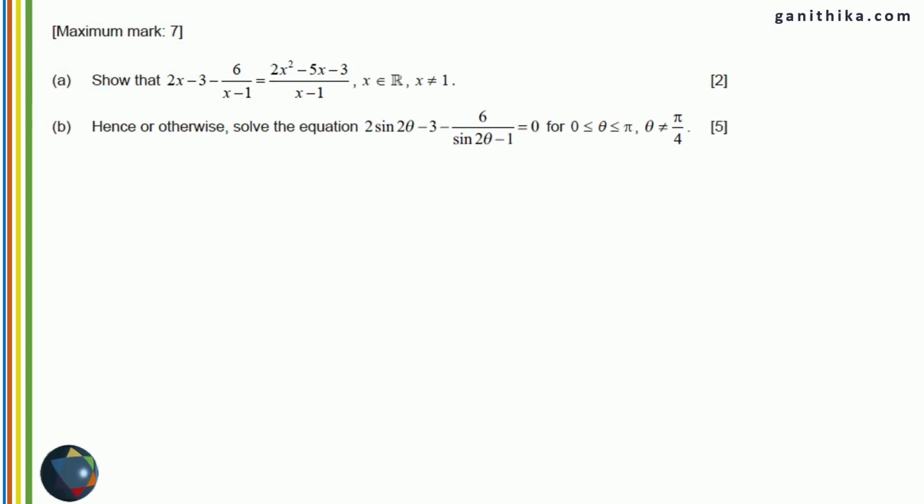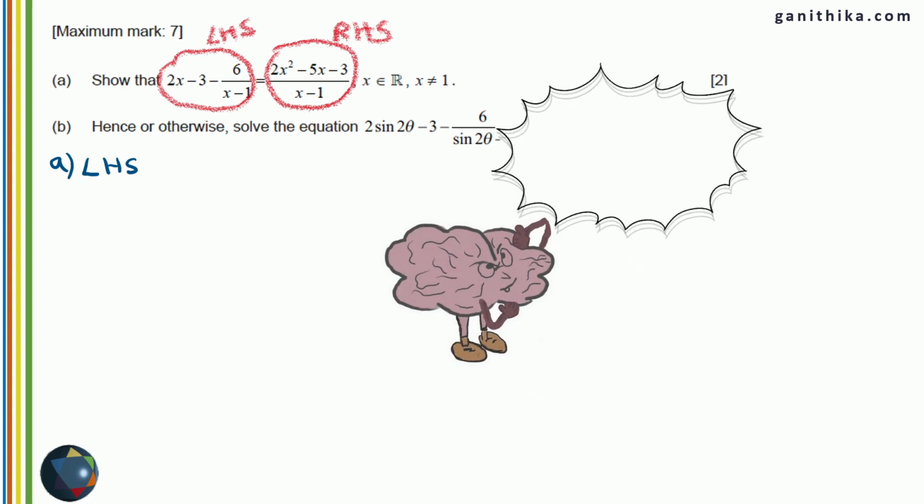This is your next question. For question A, you have to prove that LHS is equal to RHS. LHS is left hand side, RHS is right hand side. So for HL students, we will start from left hand side and prove that that is going to be simplified to the value in the right hand side. But for higher level students, since you know how to divide two polynomials, you can simply divide the quadratic by the linear and you will be able to get the expression in the left hand side.